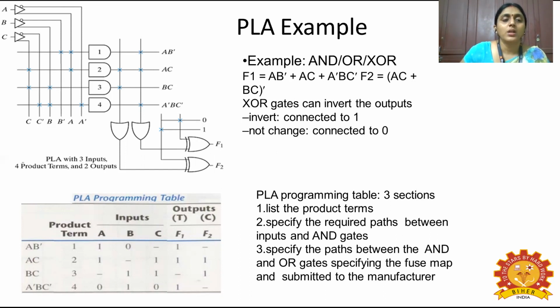And the PLA programming table involves 3 sections: list the product terms, specify the required paths between the inputs and the AND gates, specify the paths between the AND and the OR gates, that specify the fuse map and submit it to the manufacturer at the end.